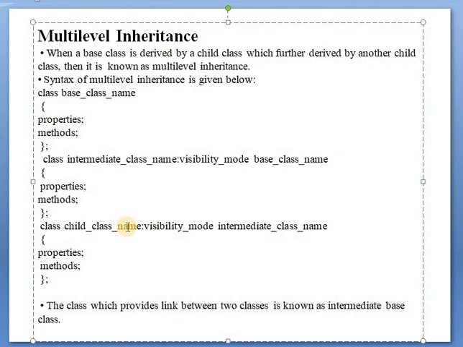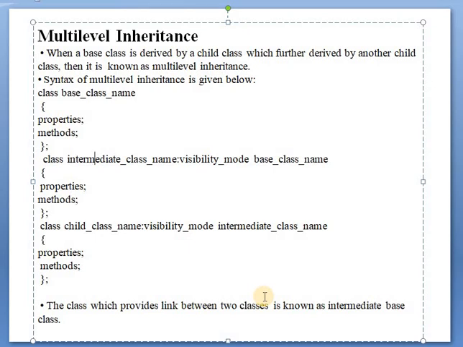And now this is the last, that is class child class name, visibility mode. Now see here, what is the base class name? The base class name is the intermediate class name. Means what? This derived class is derived from the base class, and this class is derived from another derived class. So this is multi-level inheritance. And the class which provides a link between two classes is known as the intermediate base class. Means in our example, father is an intermediate base class.